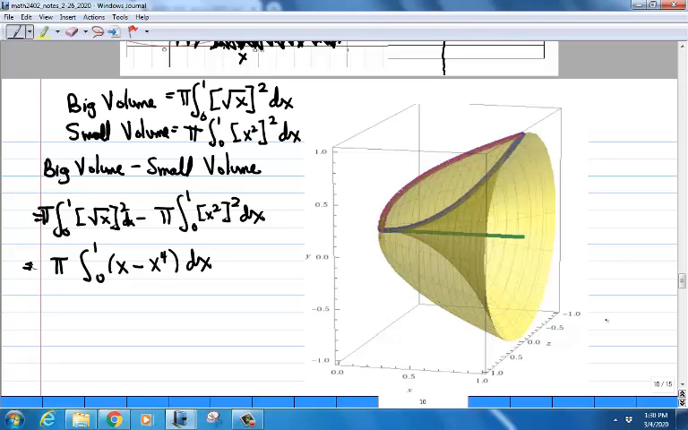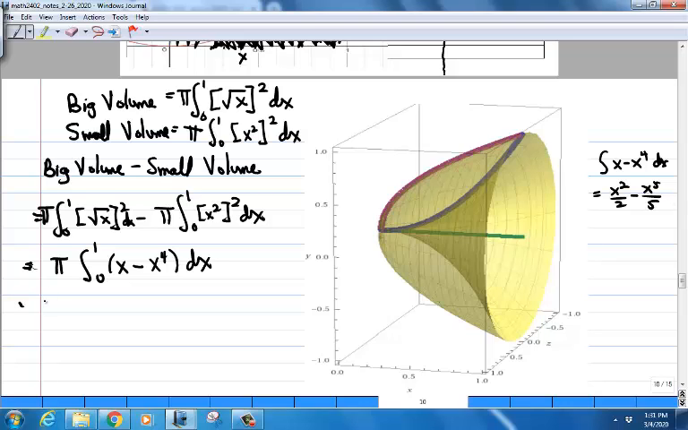All right, so let's see what this is. We need to find the antiderivative. What is the antiderivative of x minus x to the fourth power? How do you find the antiderivative? What rule? The anti-power rule. So what's the antiderivative of x? x squared over 2. And what's the antiderivative of x to the fourth power? x to the fifth over 5.